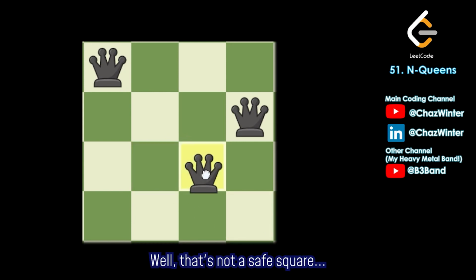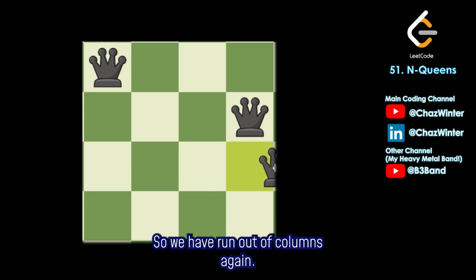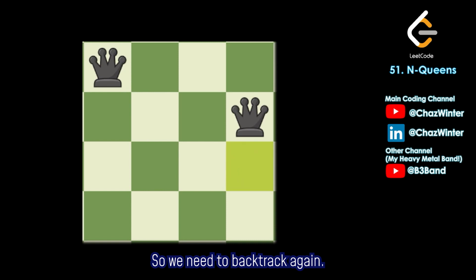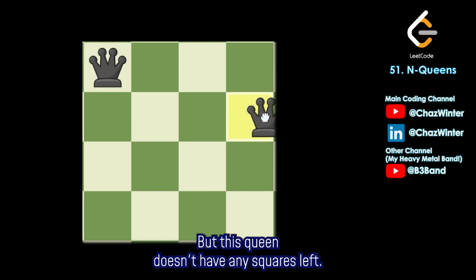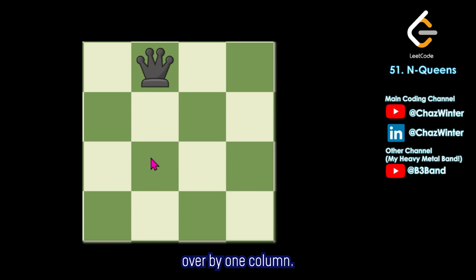Well, that's not a safe square. And that's not a safe square. So we have run out of columns again, so we need to backtrack again. So we backtrack to this queen, but this queen doesn't have any squares left. So we need to backtrack again to the first call and move this queen over by one column.